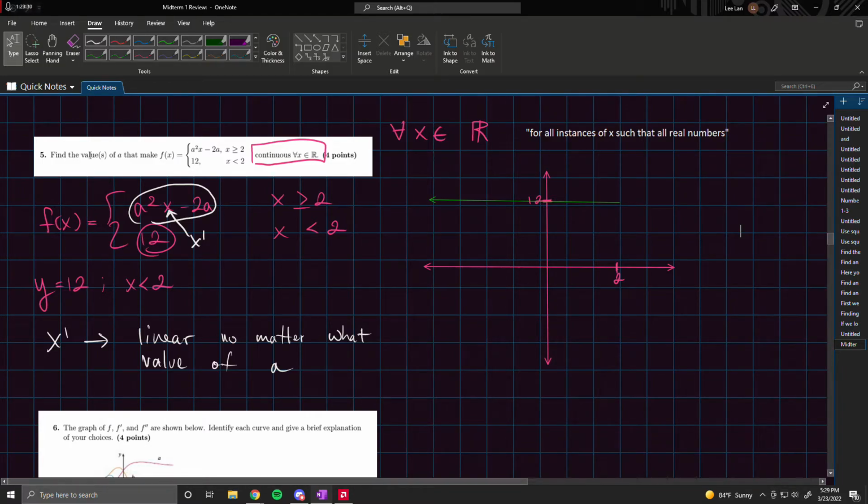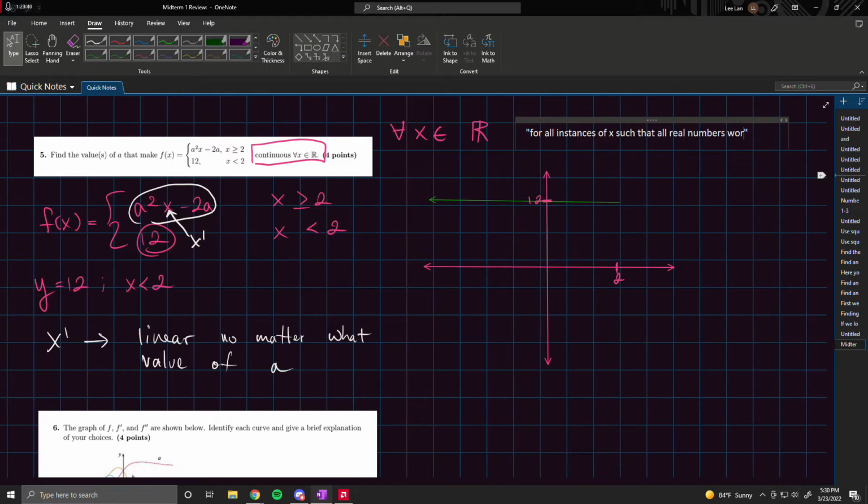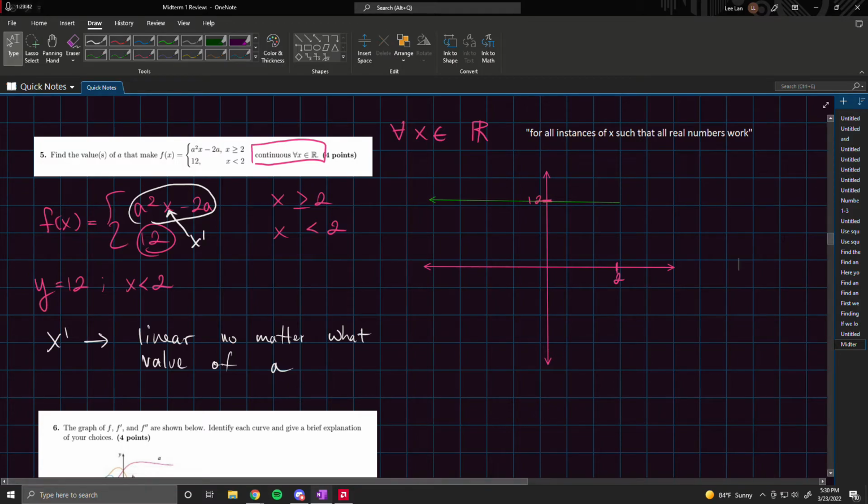Okay, so find values of a that make this function continuous for all instances of x such that all real numbers, I guess. And I think students also got confused on this notation. So all this is saying is: what values of a will make this continuous everywhere, and that's it.